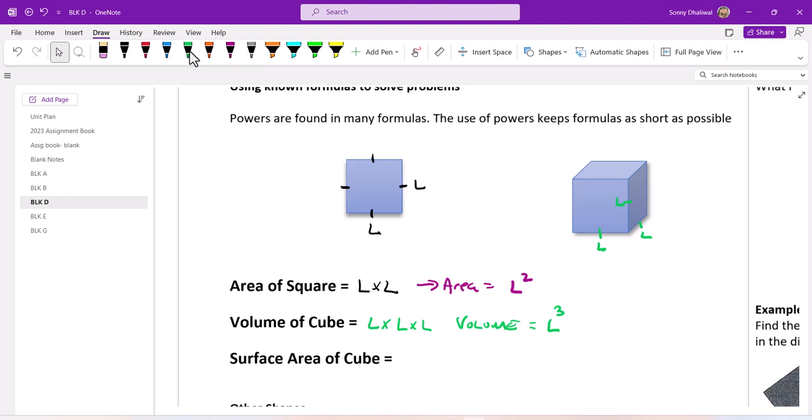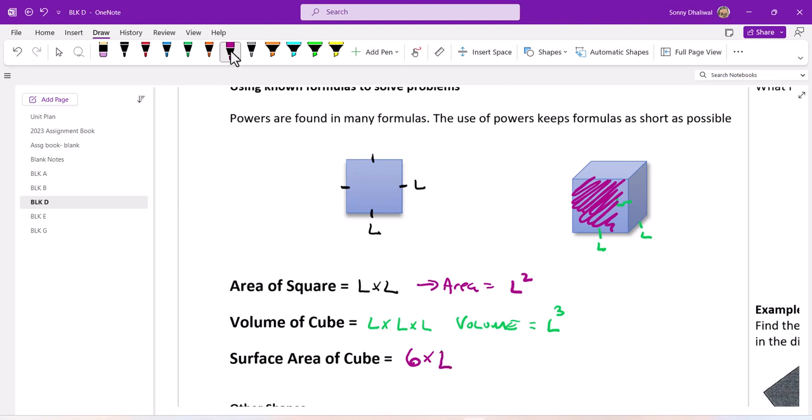Now on a cube, all the sides are the same. So you have this side here, and all the sides are the same. So you go, okay, I figure out how big this side is, then multiply by how many sides there are. How many sides are there? 6. So you go, okay, 6 times whatever this area is. So how do I figure out this area? Length times length, or length squared, right?